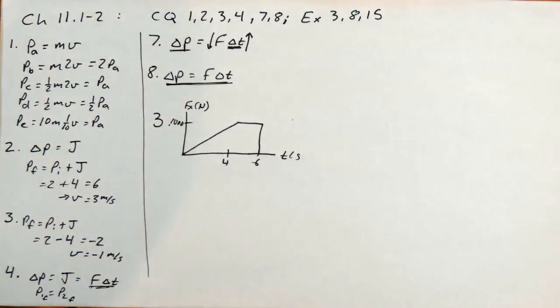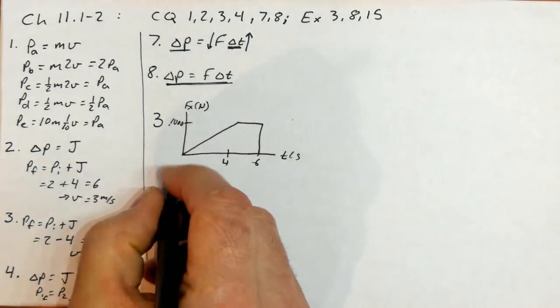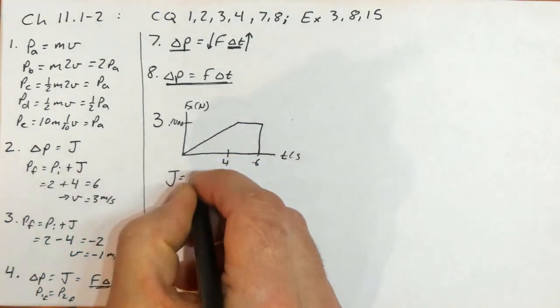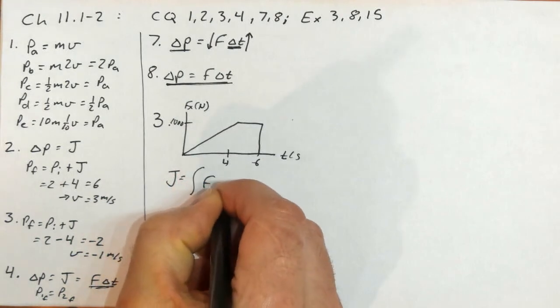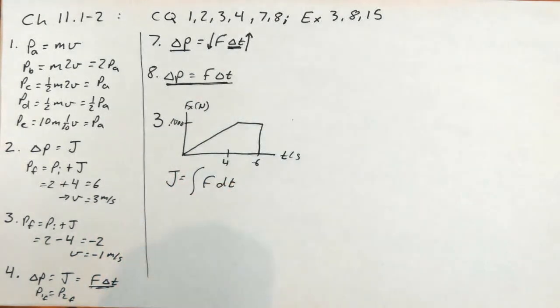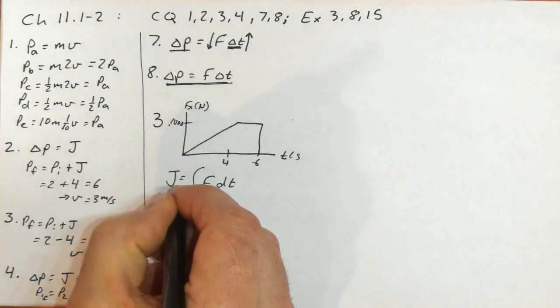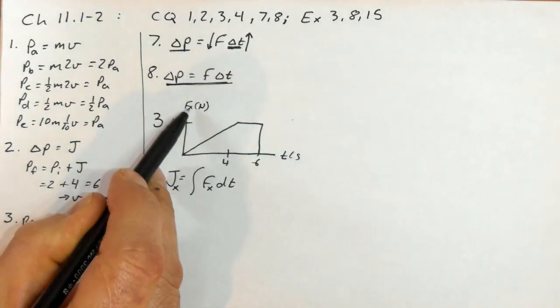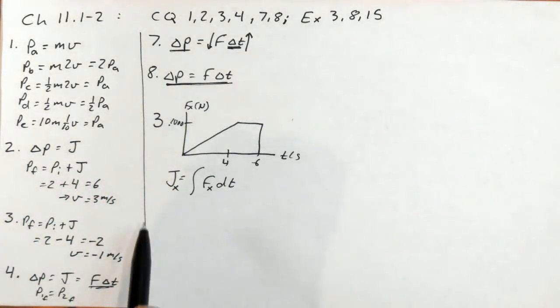Well, how do I find impulse from this graph? Impulse is defined as the integral of F dt. And in particular, we need to remember it is a component. That's why we have an x up here. So we can only look at the x component of the impulse.